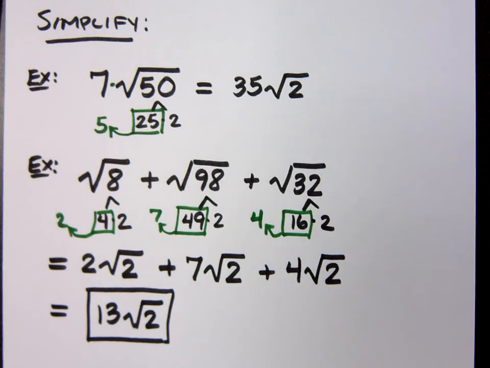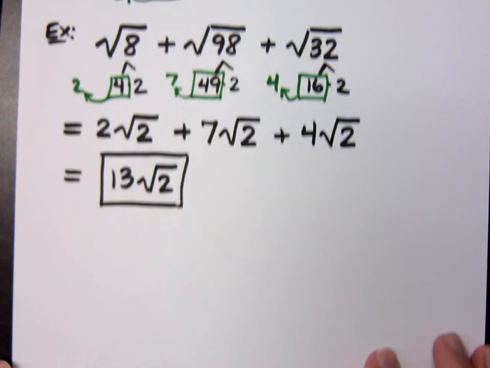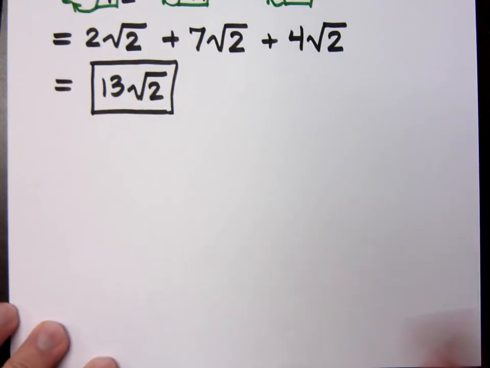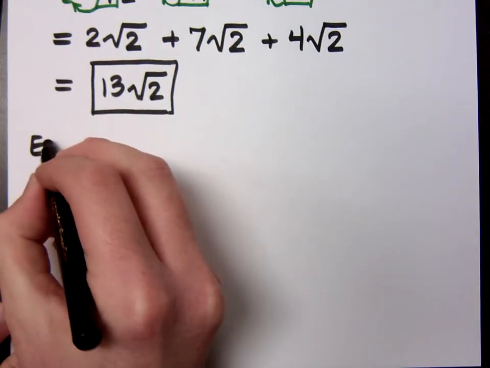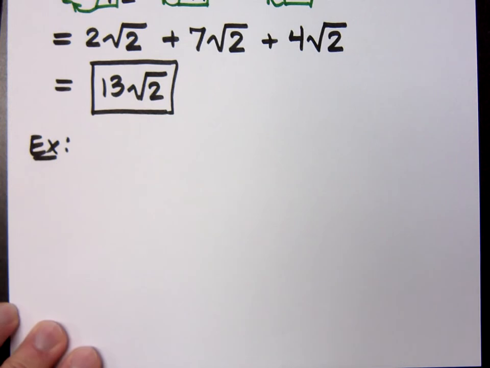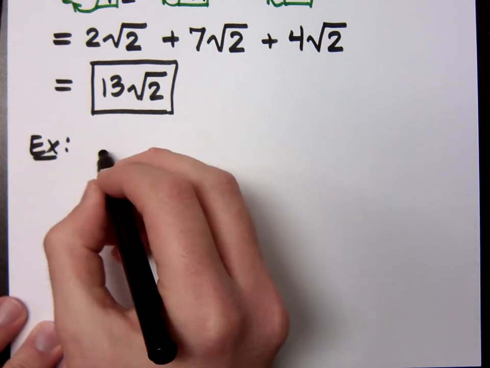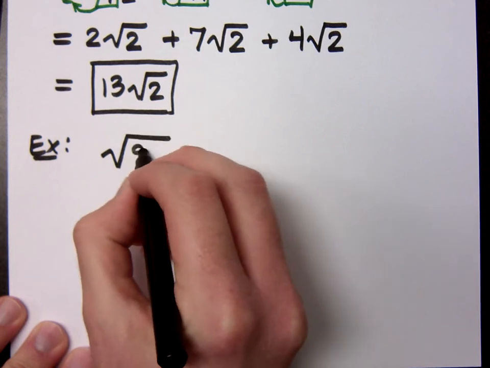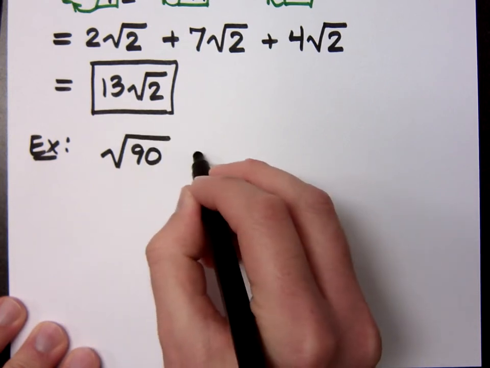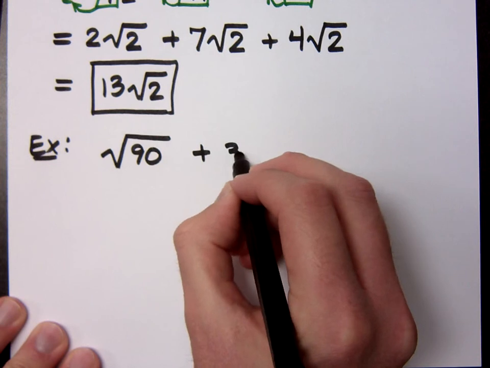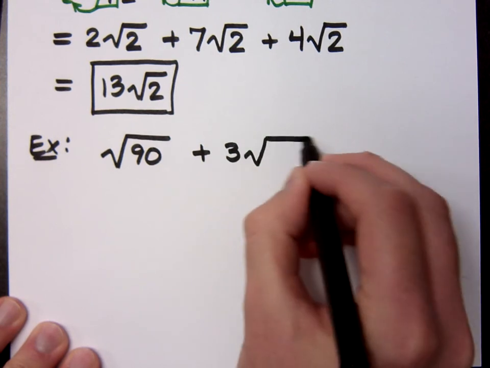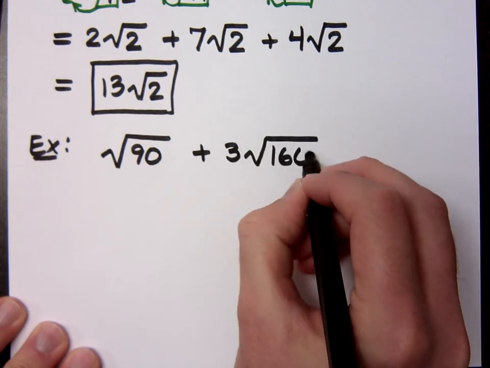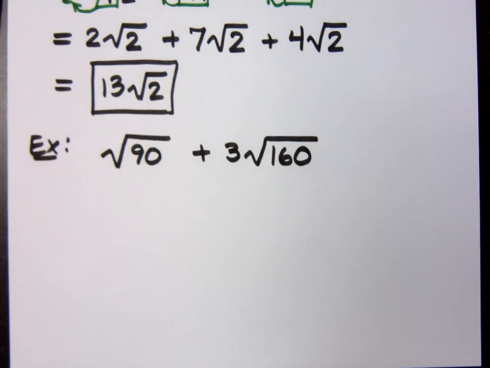So let me try something else for you. Let's try another one. Okay, so this was a good example. If I do the square root of 90 plus 3 square roots of 160. Yeah, I've ruined everything for you. Give up now.